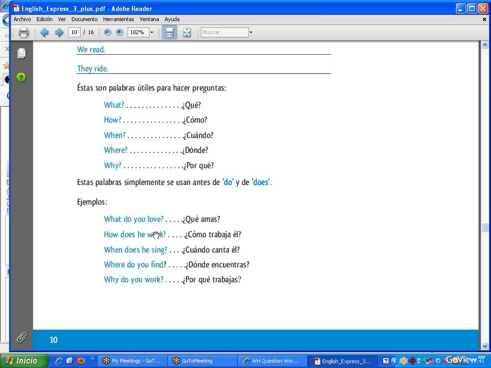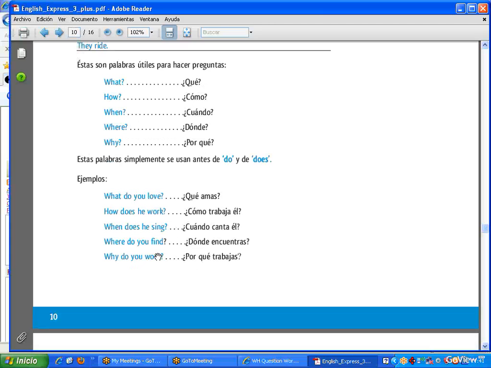Where do you find? ¿Dónde encuentras? Where do you find the shop? Why do you work? ¿Por qué trabajas? Yo no sé. Okay, let's look at those a little bit more closely.